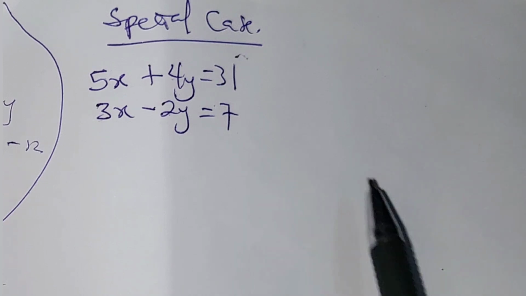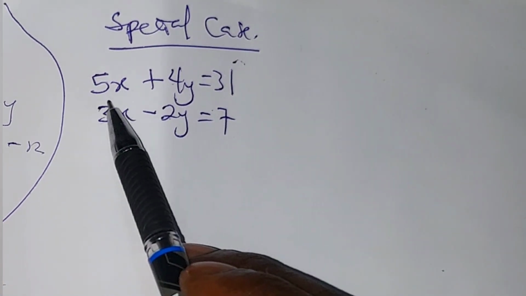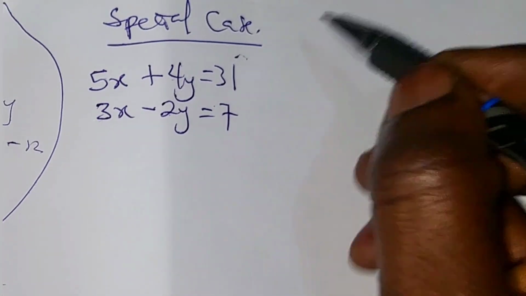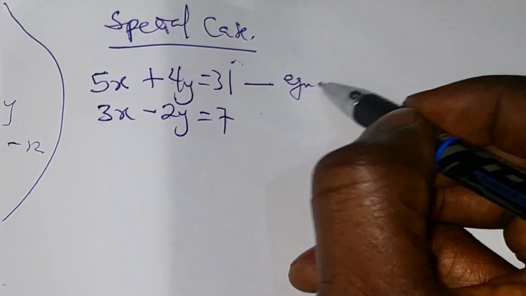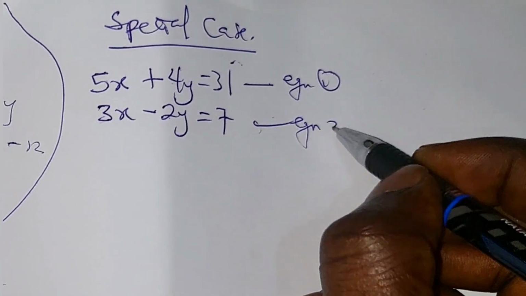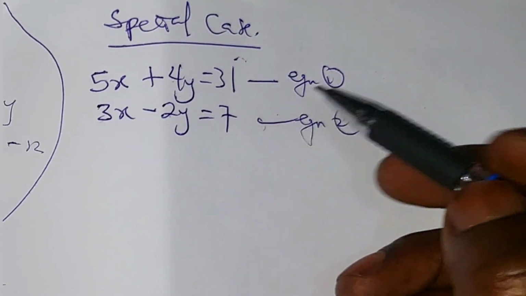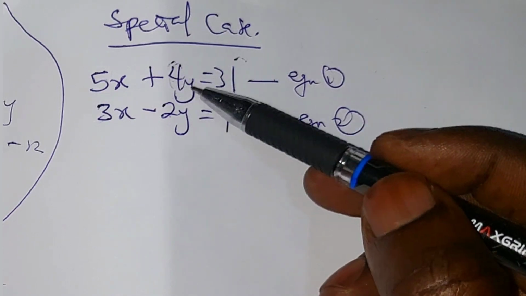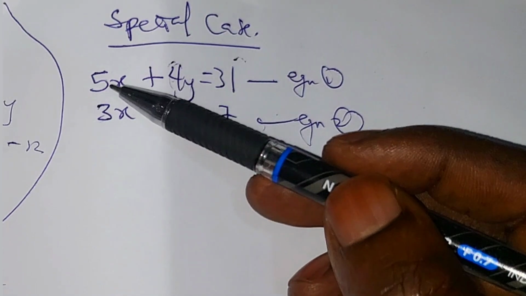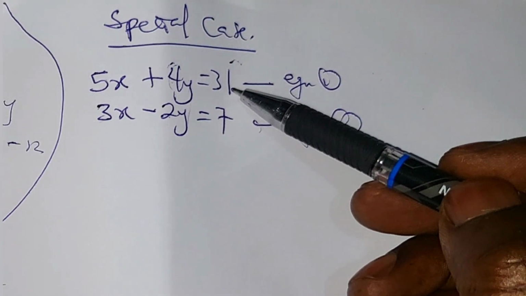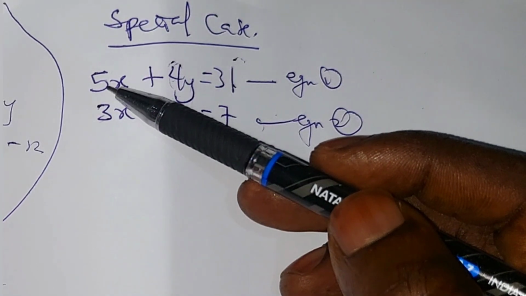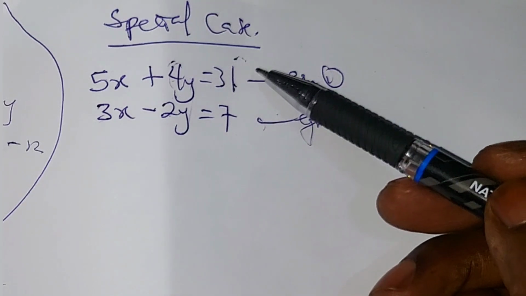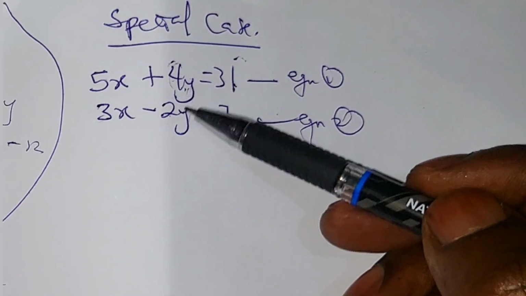Now you will agree with me that if I divide the whole of equation 1 by 2, let me call this one equation 1 and this one equation 2, it will make the coefficient of y equal, just that I'm going to get decimals here. You understand that? Because I'm going to get 2.5 here, and I think 15.5 here. So I wouldn't want that, even though it's going to make my variables the same.